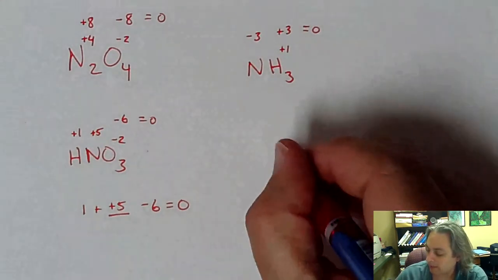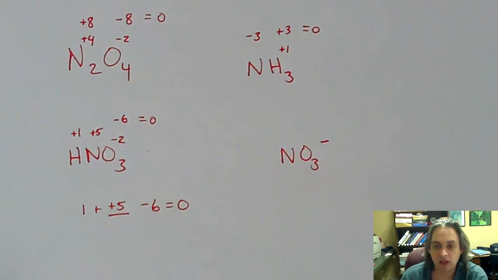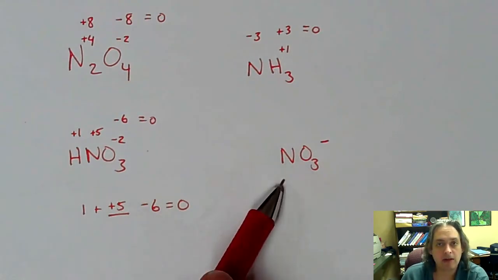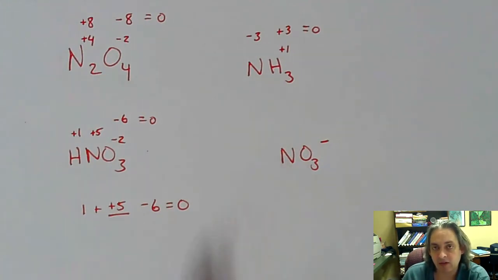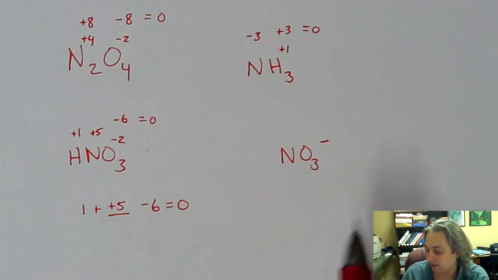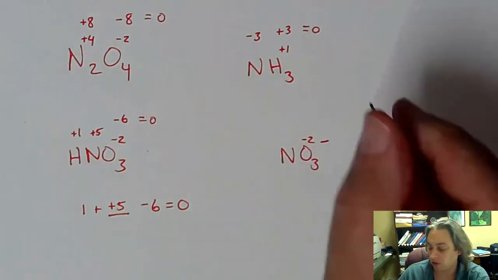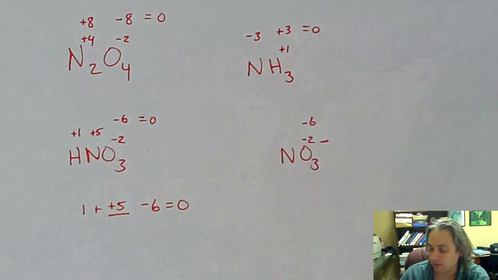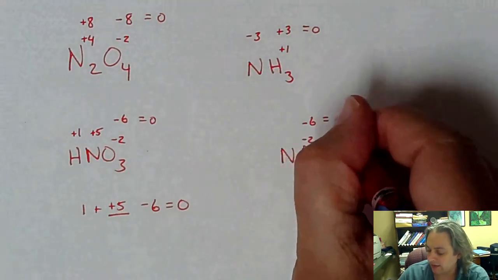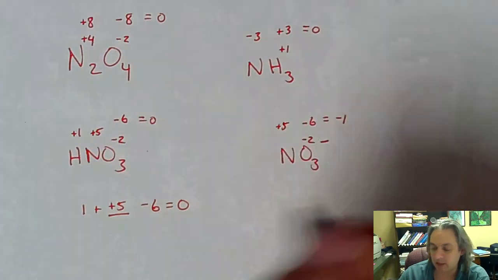What about the polyatomic ion nitrate, NO3 minus 1? Now this is a polyatomic ion. It is not a neutral compound. That means the sum of the oxidation states has to equal whatever the charge is on a polyatomic ion. In this case, it is -1. Oxygen is going to be -2. We have 3 of those, so the total charge is going to be -6. And the sum has to be -1, which means nitrogen is going to be a +5.